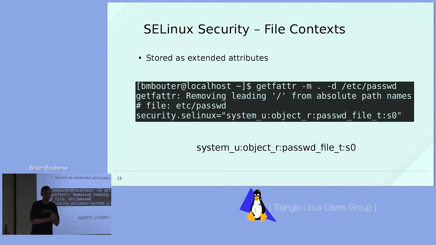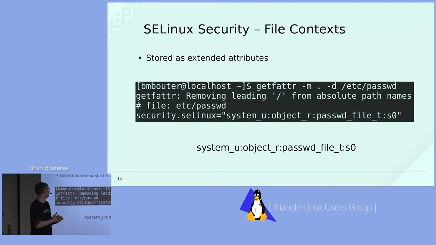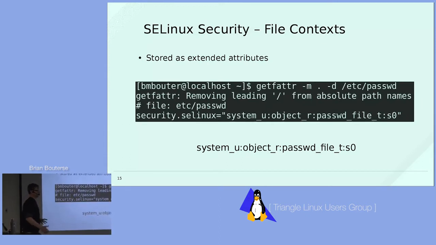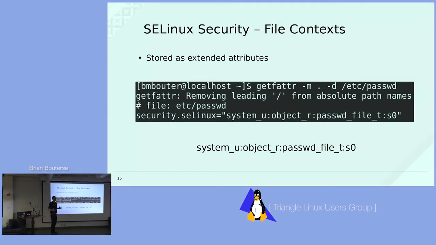So in SELinux security, there are file contexts. This is our first look at a little bit about how SELinux actually gets its job done. Every file has a security file context. And this file context is stored as an extended attribute on the file itself.